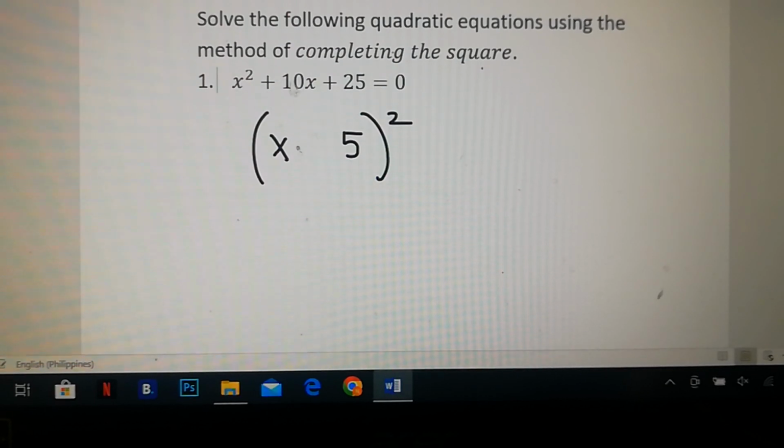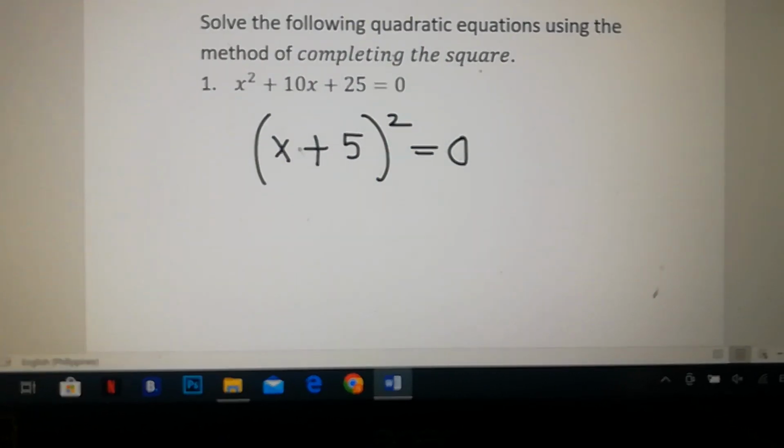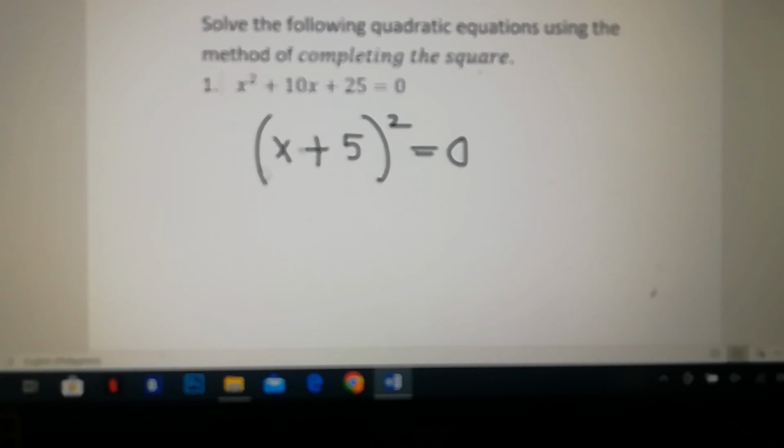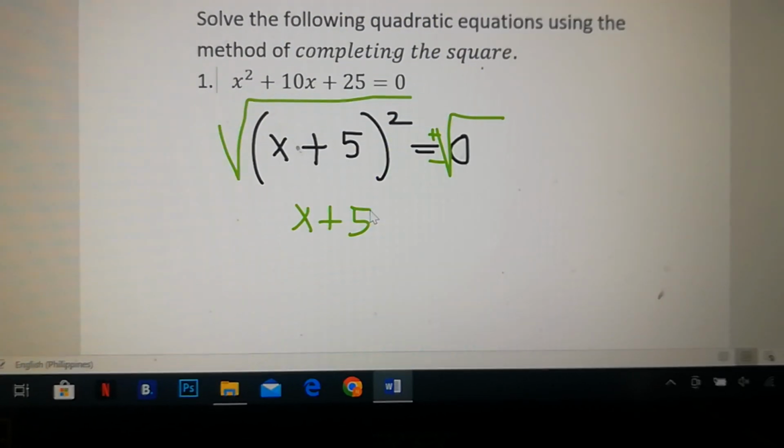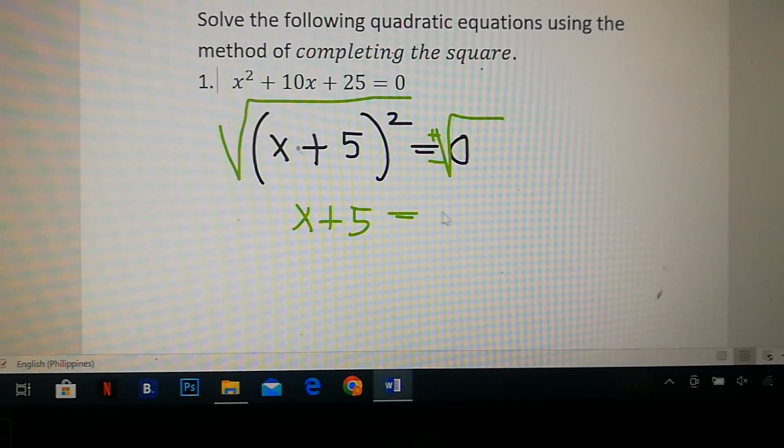Since the middle term is positive, the sign of the factor is simply plus. So (x plus 5) squared is the factor of x squared plus 10x plus 25, equal to 0. Now, by extracting square roots on both sides of the equation, apply the square root property of real numbers. So plus or minus, the square root of (x plus 5) squared is equal to x plus 5. The square root of 0 is simply 0, so plus or minus 0.